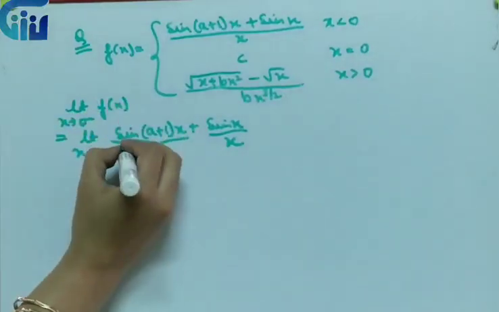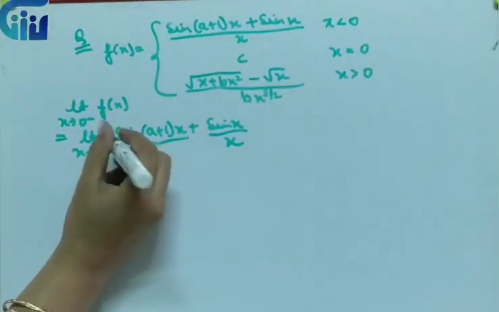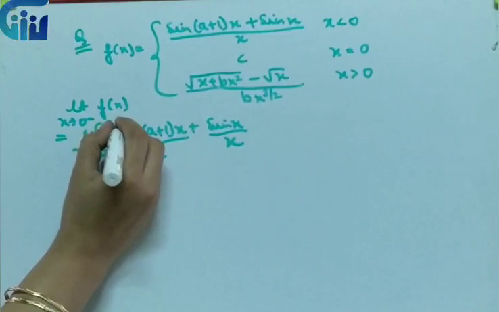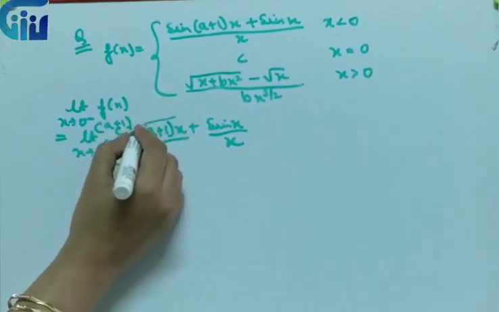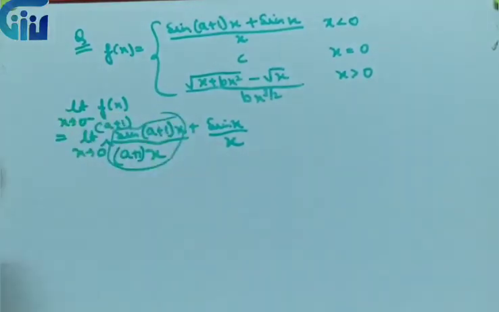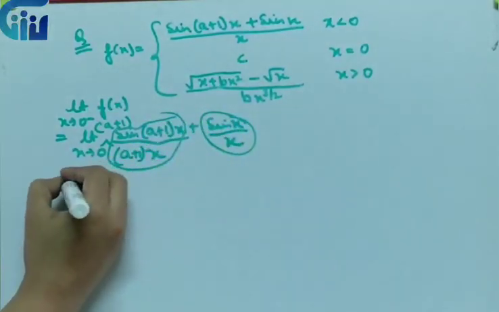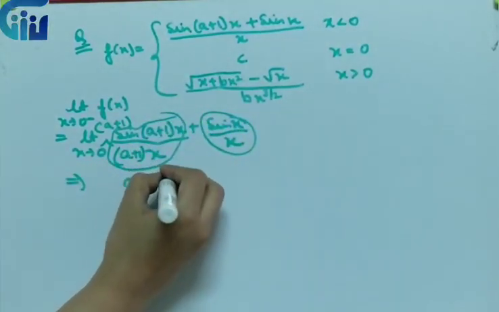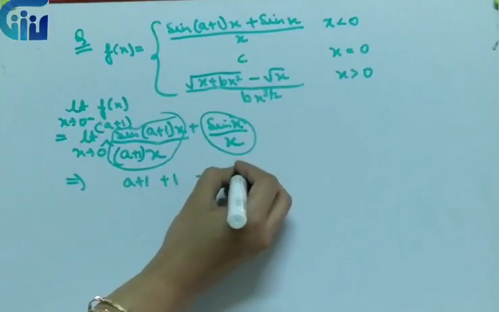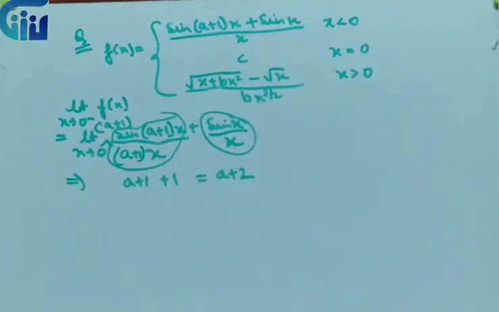To make this one, I'll multiply and divide by a plus 1 over here. This whole thing will change to 1. This will change to 1. So what will I get? It will be a plus 1 here and 1 over there. So it is a plus 2, right? So this is my left hand limit.